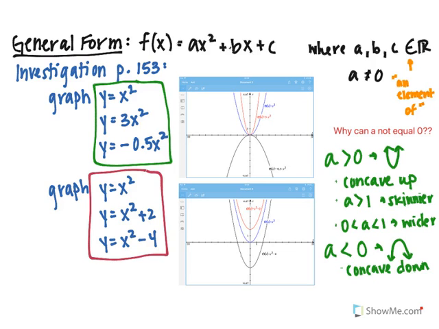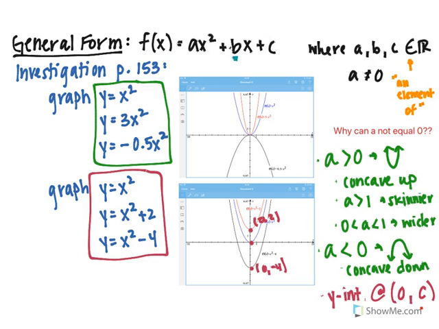Now adding a number onto the end of x squared moved our graph upwards or downwards. So we can see we started at (0, 0), this moved up to (0, 2), this moved down to (0, -4). So our graph is going to intersect at the point (0, whatever this last number, the number we're adding on, is). Okay, so that's the y-intercept.